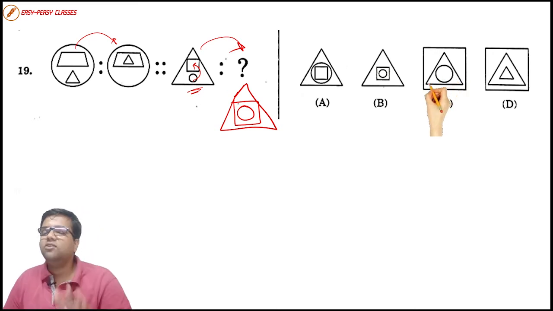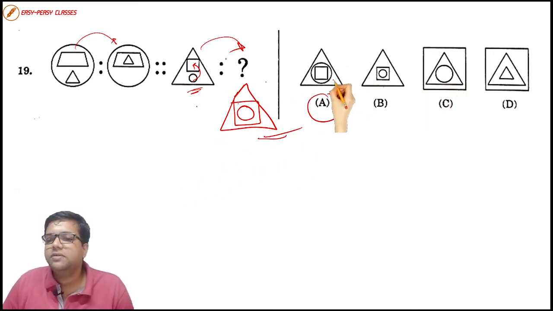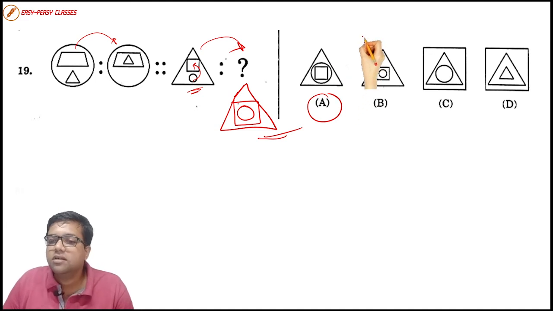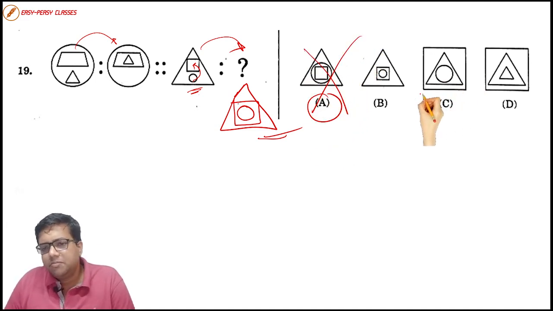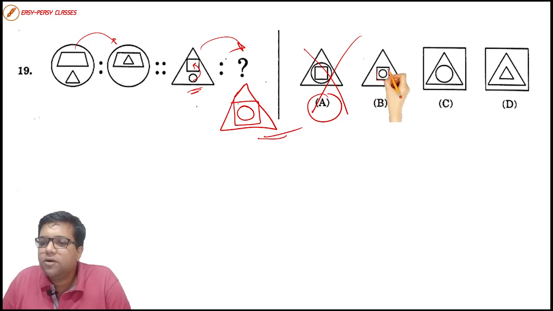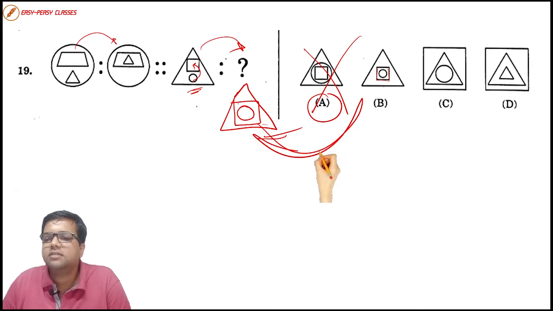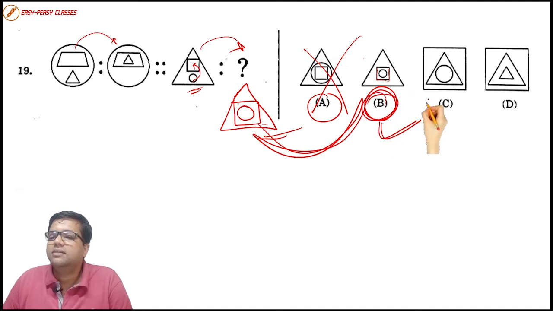So do we have any of the figures which matches this figure? Do we have it in the first figure? No. The square should have engulfed this circle, but this is not the case. So we eliminate option number A. Look at option number B. Option number B, we have a square inside which the circle exists, which exactly matches our answer figure. So option number B is the right answer.